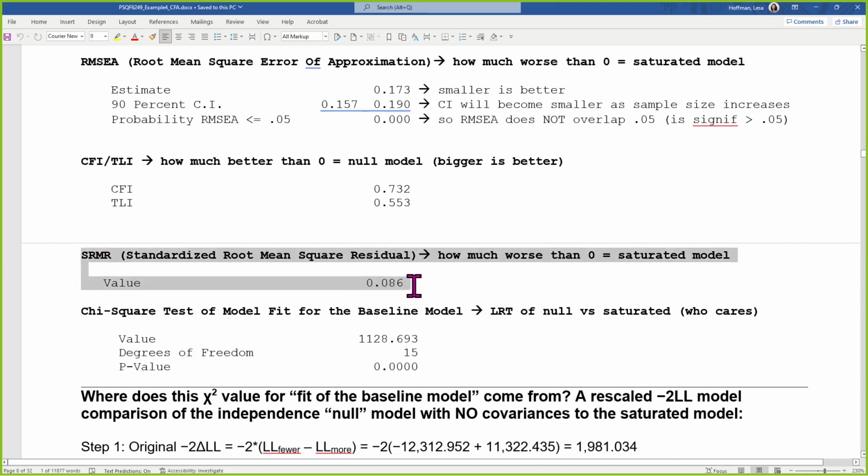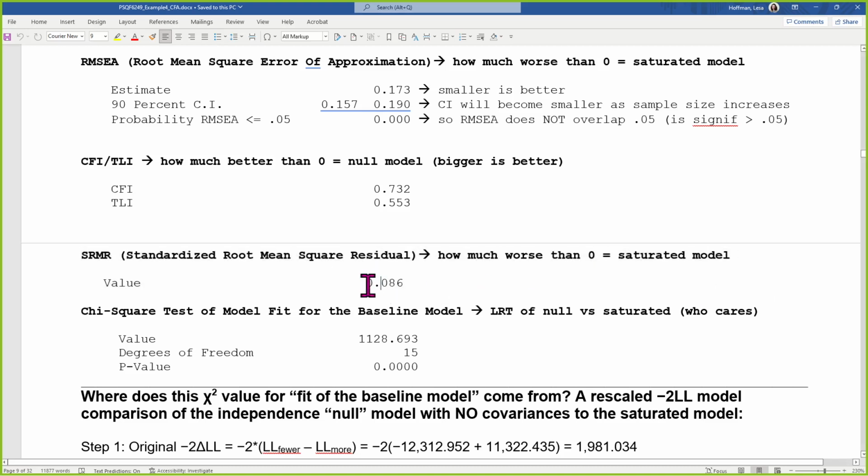SRMR, which is on the top of the next page, is also another one that's relative to perfect. So the smallest it can be is 0. And this one is how far off, on average, are the correlations between the perfect model and your model. So what this is saying is that on average, the model predicted correlation from my single factor model is off by 0.086. And this is another one where I don't know, people make up different numbers. 0.05, 6, 7, 8, somewhere in there is good enough. So this one's more optimistic than the others.